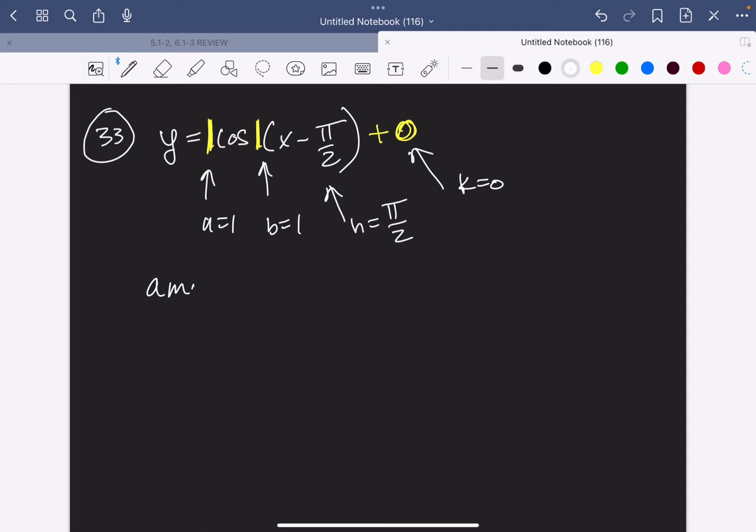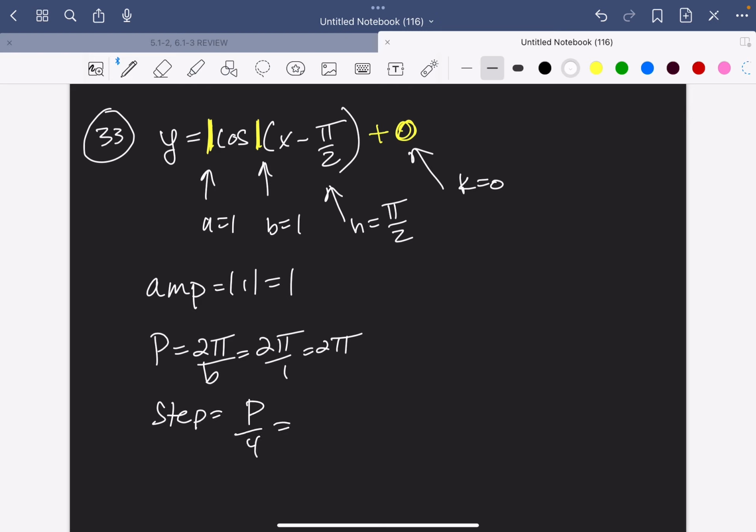So how does that help us? Well, amplitude is absolute 1. The period is 2 pi over B. So it's 2 pi over 1, which is 2 pi. What else do we have? Step size is period divided by 4. So it's 2 pi divided by 4, which is pi over 2. So it's really the standard period, right? The only change we have is we have shifted this whole thing to the right, pi over 2. So now we're ready to rock it out.